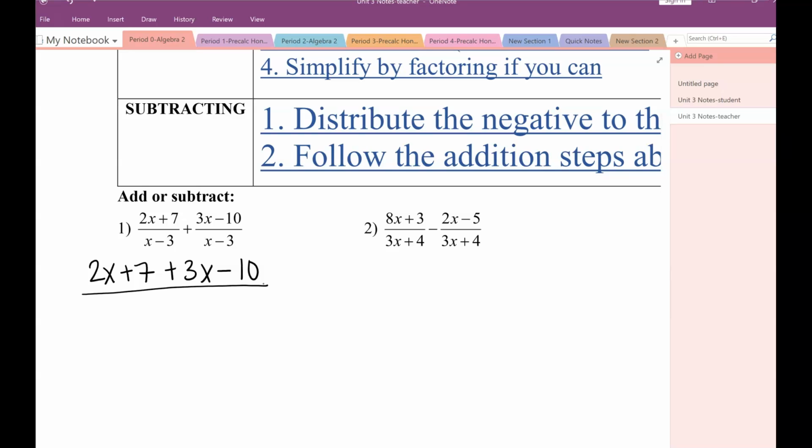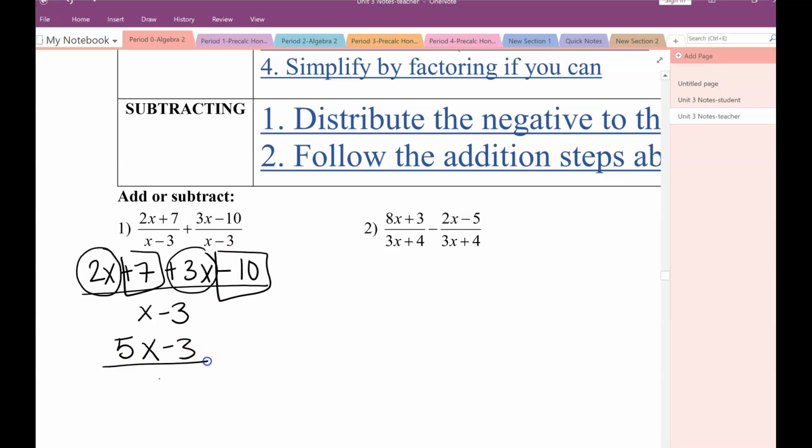Do we add the denominator? No, they stay exactly the same. Anything we can simplify on the numerator? Yeah, the 2x's, right? And then the 3x will make a 5x. And then your 7 and a negative 10 will make it a negative 3. Perfect. And then drop down your denominator.